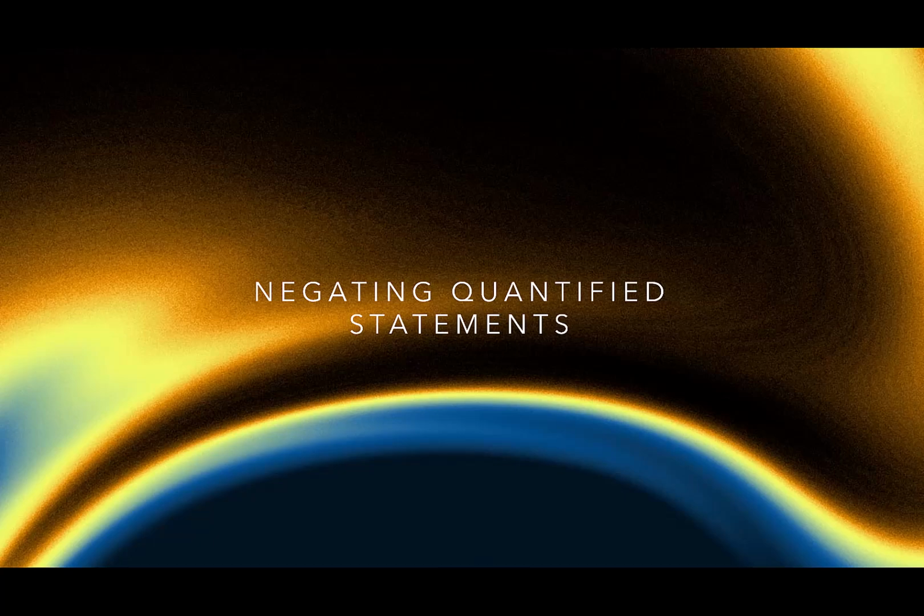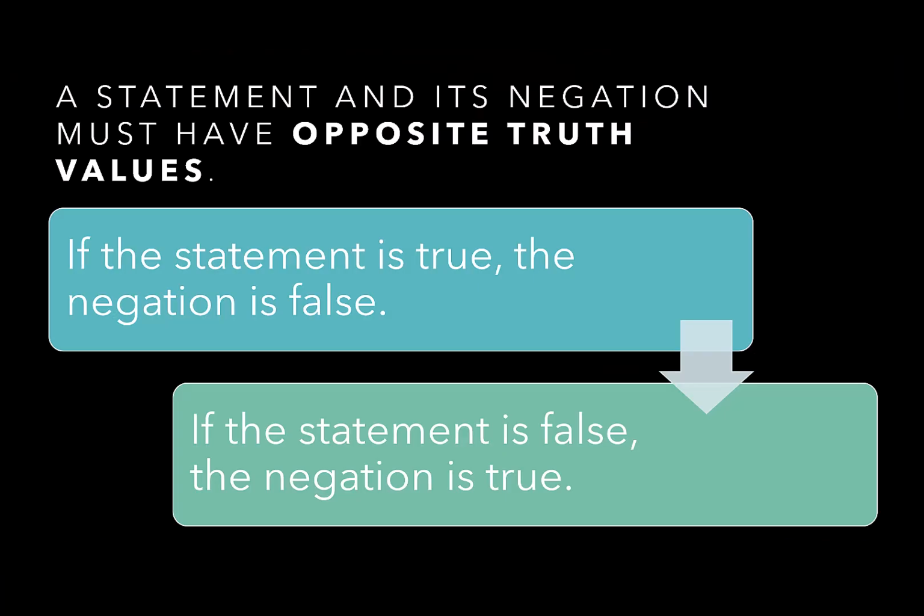Hi, everybody. Today we're going to take a look at how to negate statements with quantifiers and how to avoid some very common mistakes. First, recall an important idea. A statement and its negation must have opposite truth values. If the statement is true, the negation is false, or if the statement is false, the negation is true.